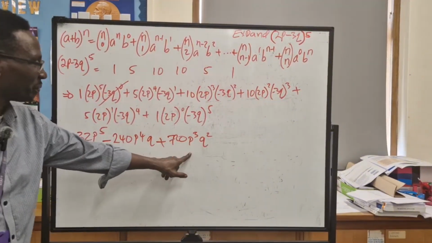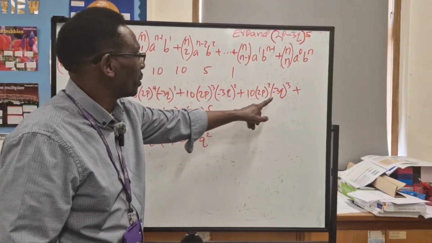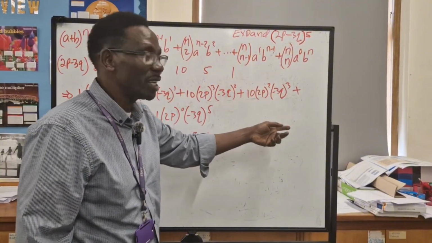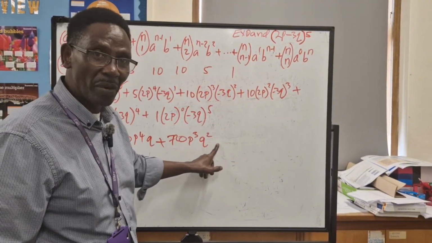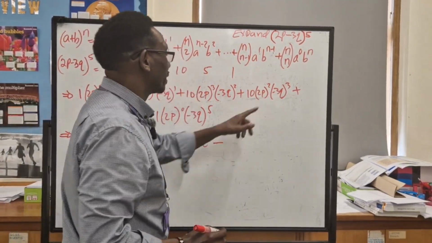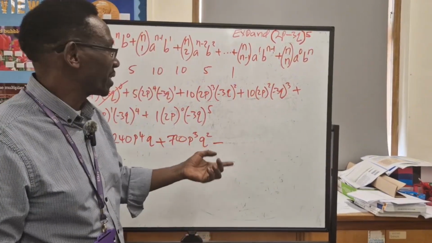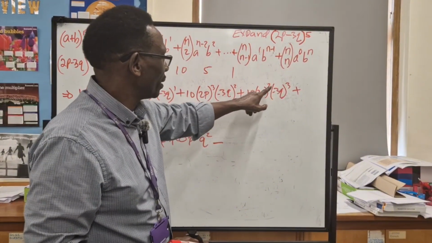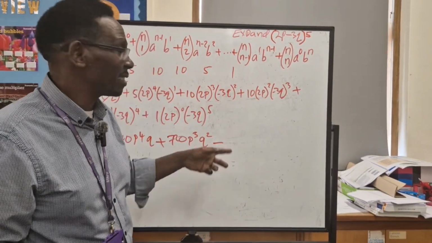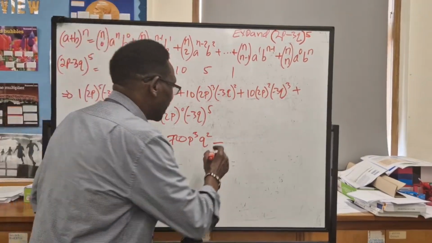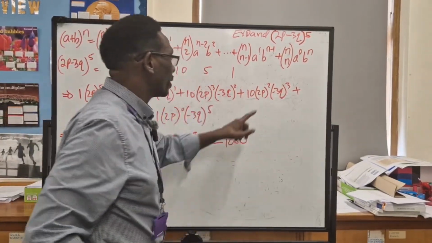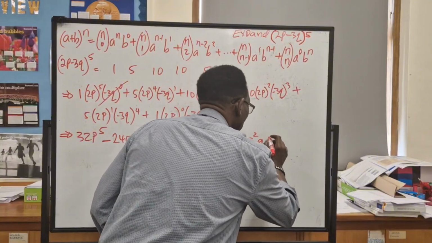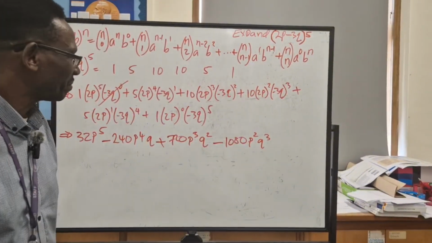Let's do this one here. We've got a negative sign raised to an odd number, and therefore the sign here will be negative. So minus, 3 to the power 3 is 27, and 2 to the power 2 is 4. 27 times 4 is 108, multiplied by 10, that's 1080. And then you've got p squared and q to the power 3. We're going good.